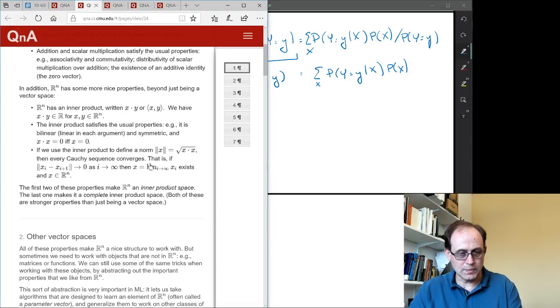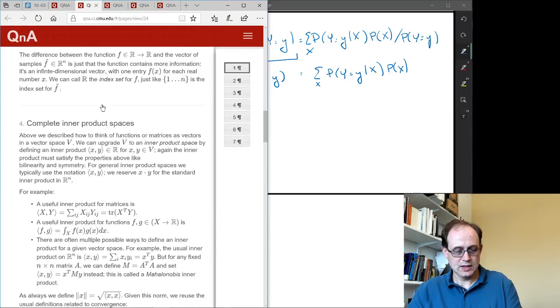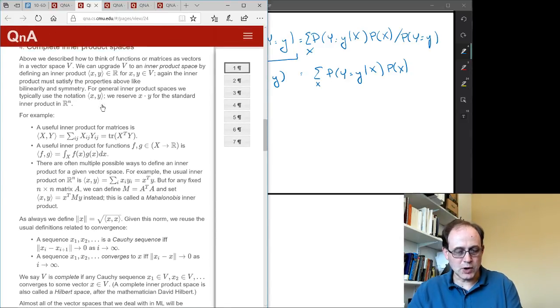Here they are. x dot x has to equal 0 if and only if x is equal to 0. All right, so that's what it means to be a valid inner product space.